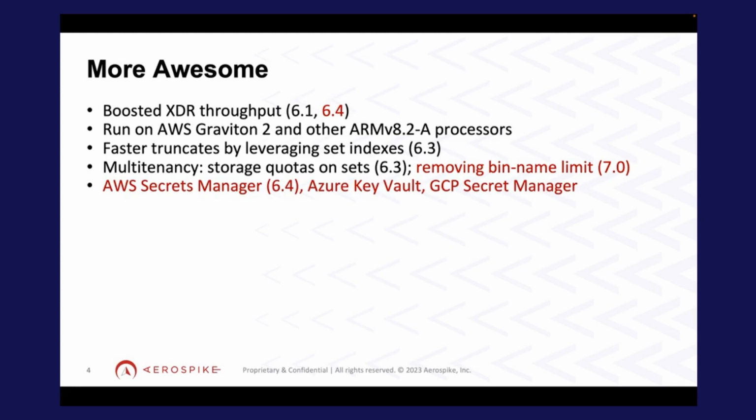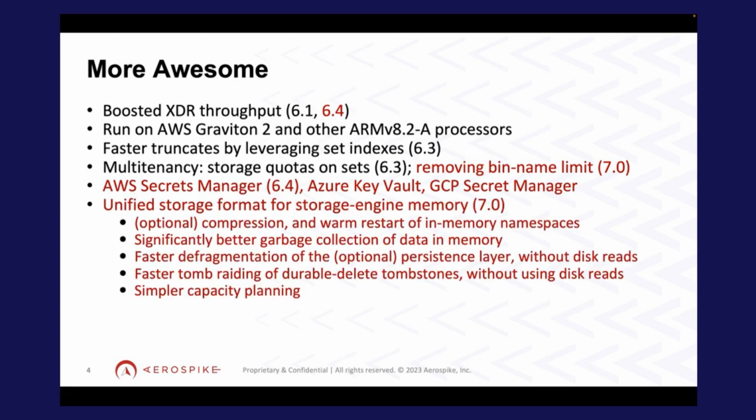AWS Secrets Manager integration is coming with 6.4, Azure Key Vault and GCP Secrets Manager right after. For Server 7.0, we're unifying the storage format for the storage engine memory with what we have on disk and PMEM. This will mean that you could do compression and warm restarts of your in-memory namespaces because they will be with the same format and live in shared memory.